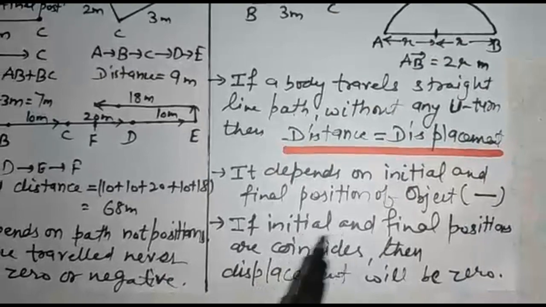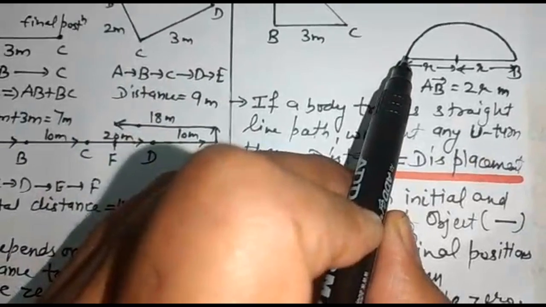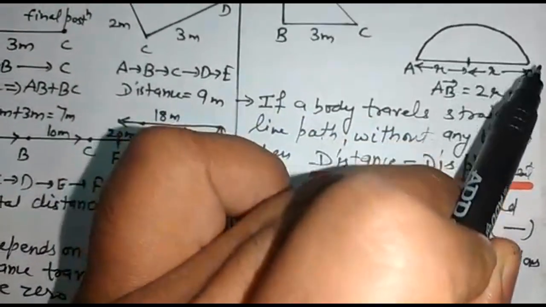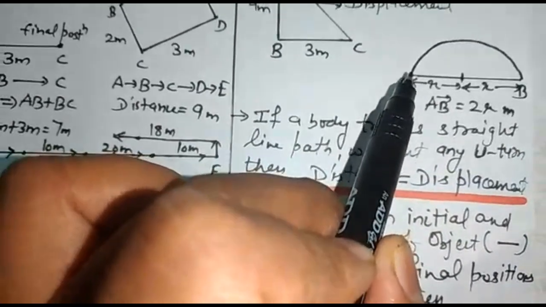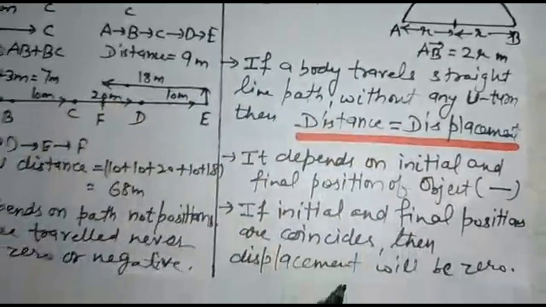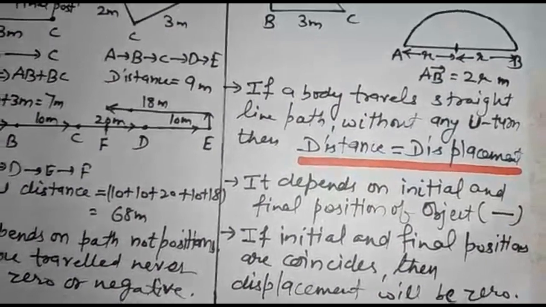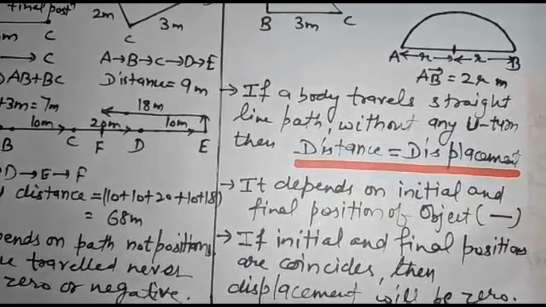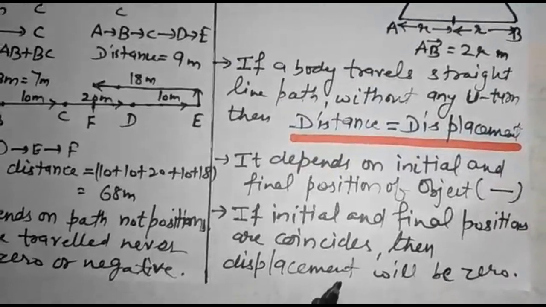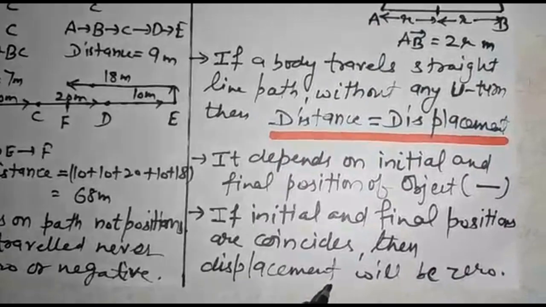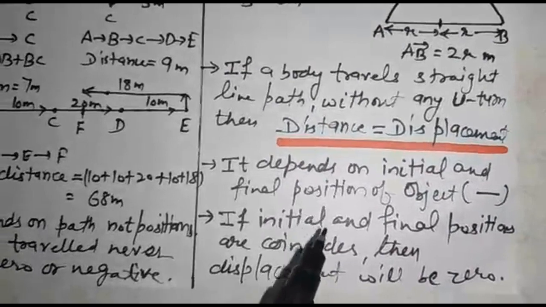And if the initial and final position coincide with each other, meaning a body moves from here and then after covering some distance it again returns back to A, then its displacement will be 0. Like I started moving from my home, and after traveling some distance I again reached home, then what will be my displacement? Displacement will be 0 because my initial and final position are the same. So displacement will be 0 if the initial and final position of the body coincide with each other.